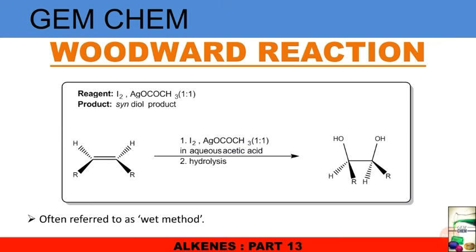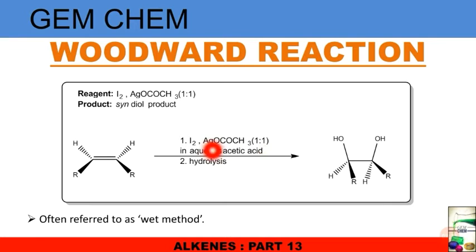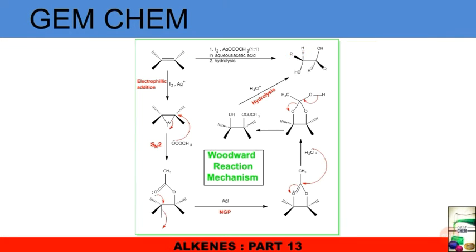Now see, this is the Woodward reaction. Here the reagent is the same, but there is a certain difference. Remember, here we will use aqueous acetic acid. If you carefully see, it was dry benzene before, but here we use aqueous acetic acid, and AgOCOCH3 is used in a 1:1 ratio, and here we will get the syn-diol product. Since there is involvement of water, this method is known as the wet method.